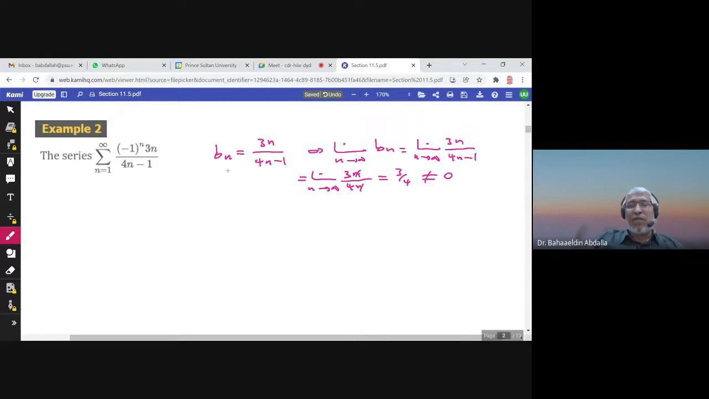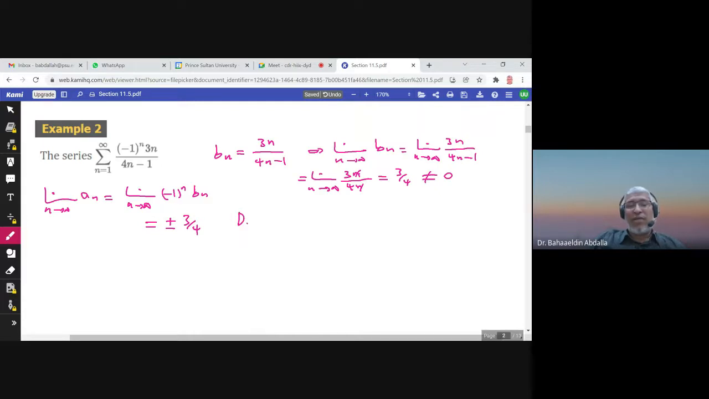But what does it mean that the limit of Bn is 3 over 4? What would be the limit of An, which is negative 1 to the power n times Bn, when n goes to infinity? It could be positive or negative 3 over 4. So it oscillates between positive 3 over 4 and negative 3 over 4.